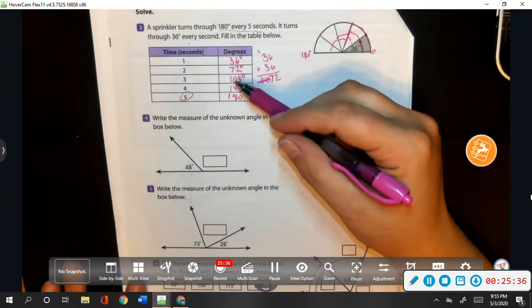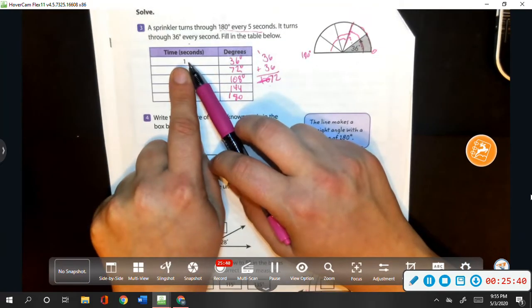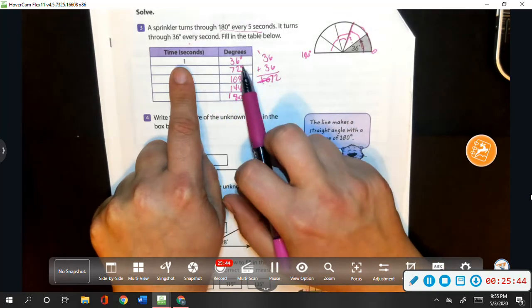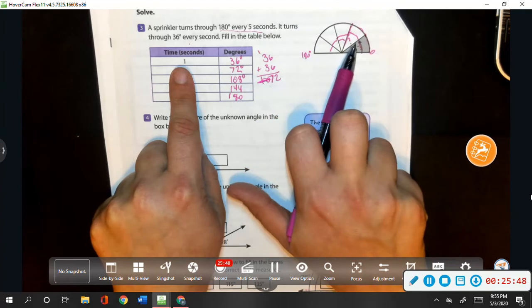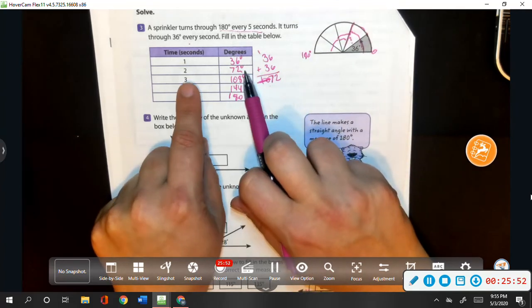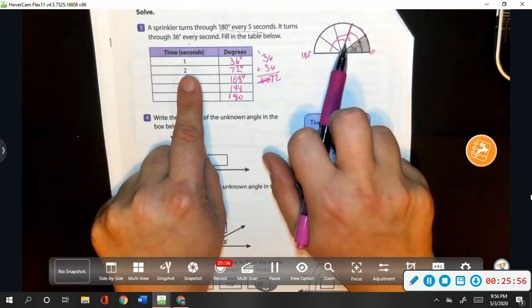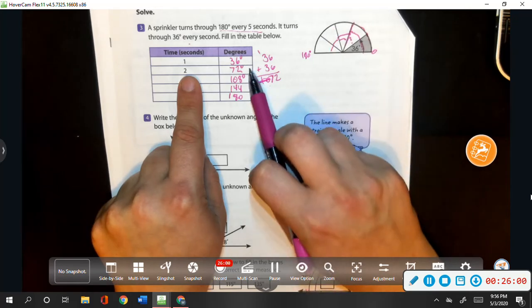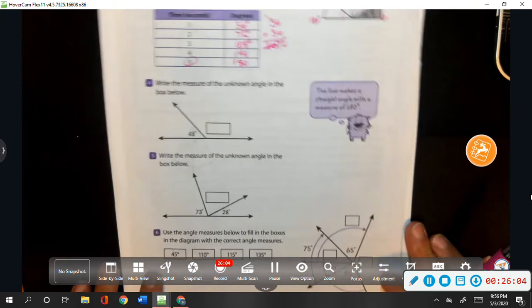So all I did was I took every second that the angle turned, it turned an additional 36 degrees. So if I had my first angle at 36 degrees, my second angle is going to be 36 degrees more. So I added 36 plus 36, and I got 72. Now I had 72 degrees, and I went 36 more degrees. So I added 36 to 72. I got 108 degrees. So on and so forth.